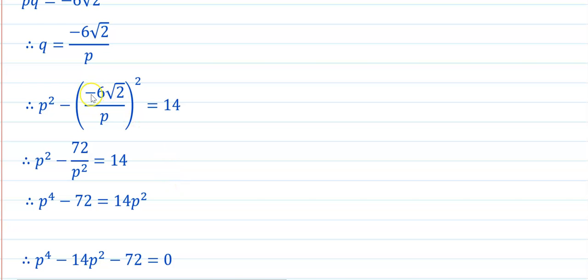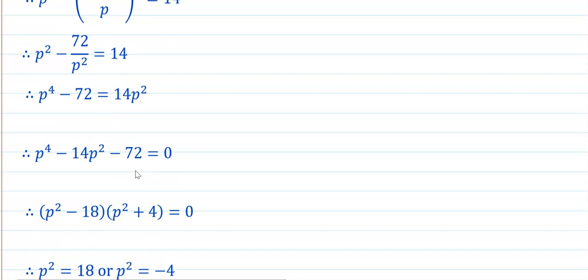Now what is the square of minus 6 root 2 upon p? आता 6 चा स्क्वेअर किती? तर 36. root 2 चा स्क्वेअर 2. 36 into 2. Then you will get 72 p upon p square is equals to 14. P square minus 72 upon p square is equals to 14. Multiply on both sides by p square. Then you will get p raised to 4. 72 upon p square into p square म्हणजे p square इथे कट होतील. 14 into p square. So 14 आपण पलीकडे नेणार, and hence you will get p raised to 4 minus 14 p square minus 72 is equals to 0.